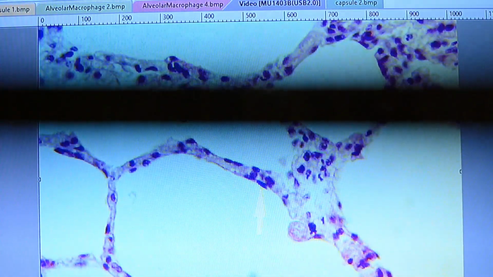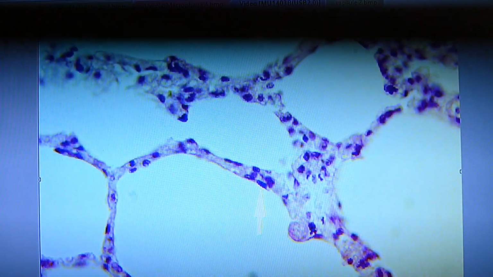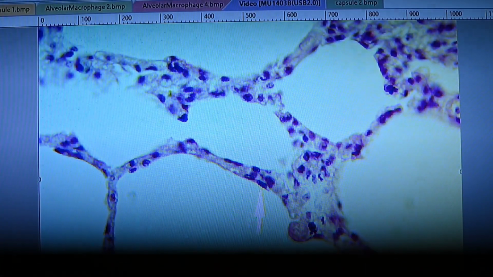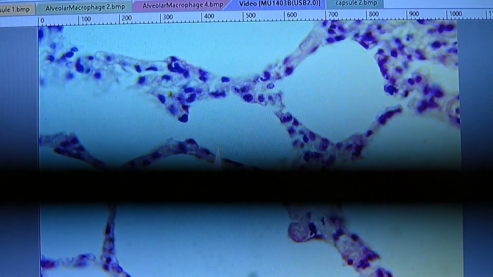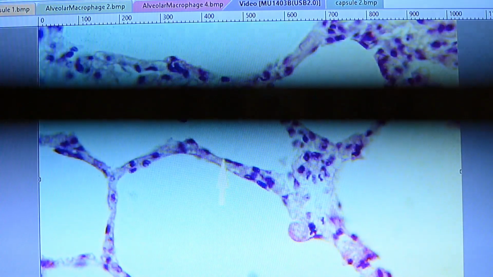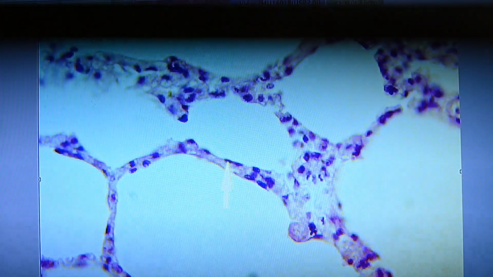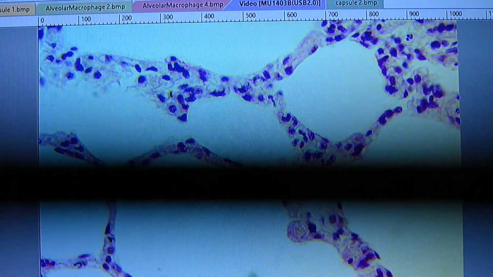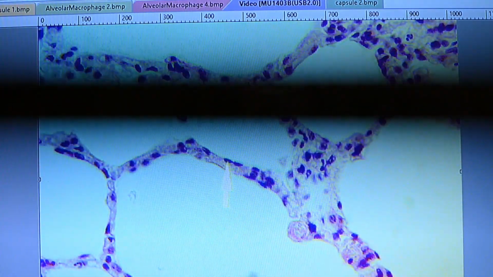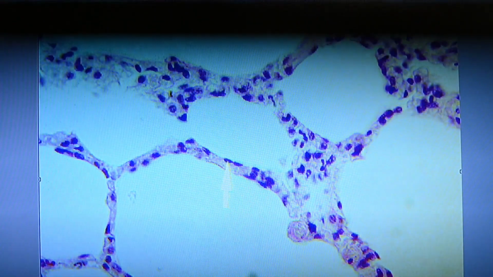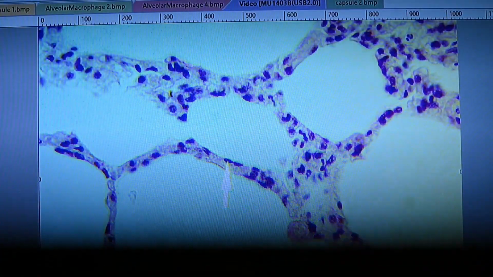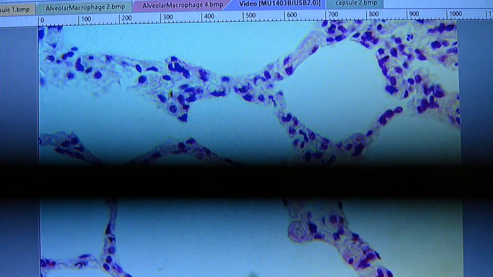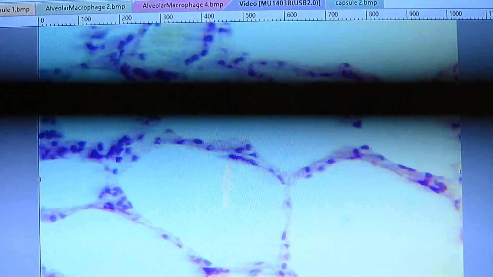So here above the arrow we have another example of a type 1 alveolar cell. There are a couple of other cells on the other side over here, type 1 alveolar cells right on the margin of the alveolus. Good examples of type 1 alveolar cell nuclei. So we've seen type 1 cells. Let's find another type 2 example.